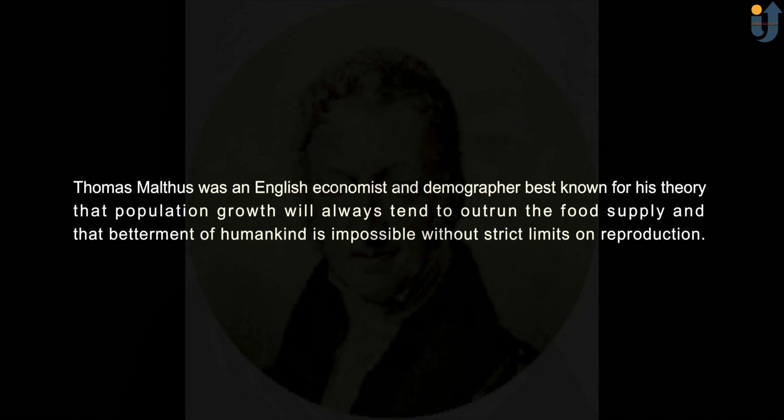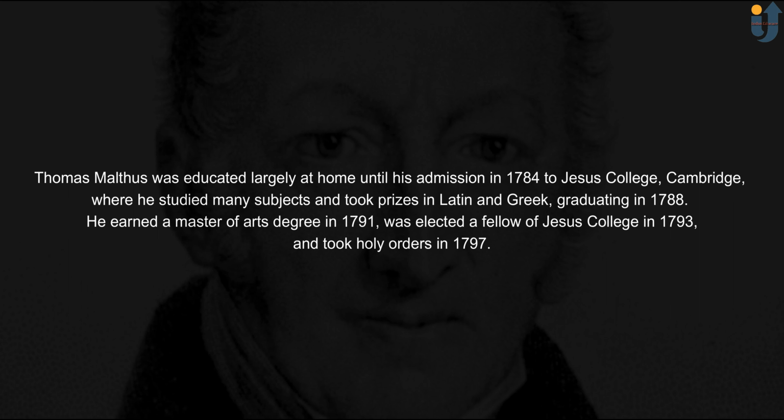Thomas Malthus was educated largely at home until his admission in 1784 to Jesus College, Cambridge, where he studied many subjects and took prizes in Latin and Greek, graduating in 1788. He earned a Master of Arts degree in 1791, was elected a Fellow of Jesus College in 1793, and took holy orders in 1797.